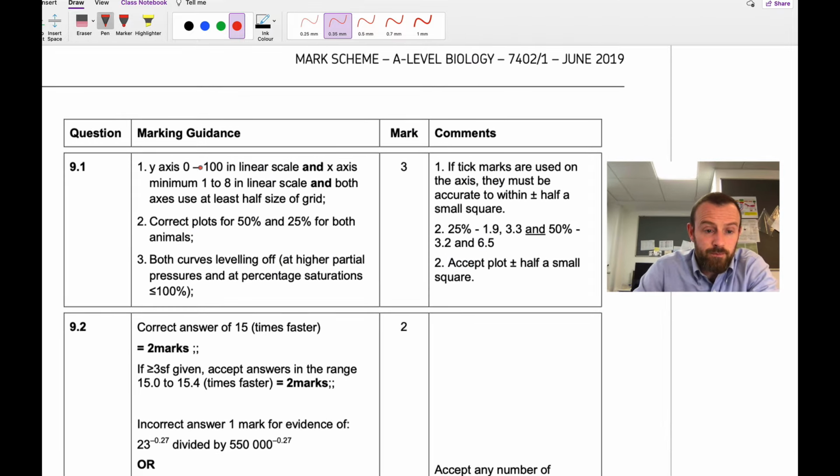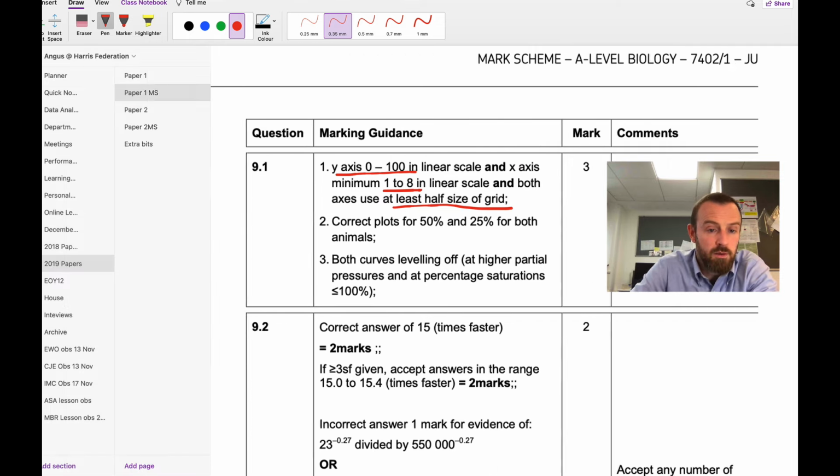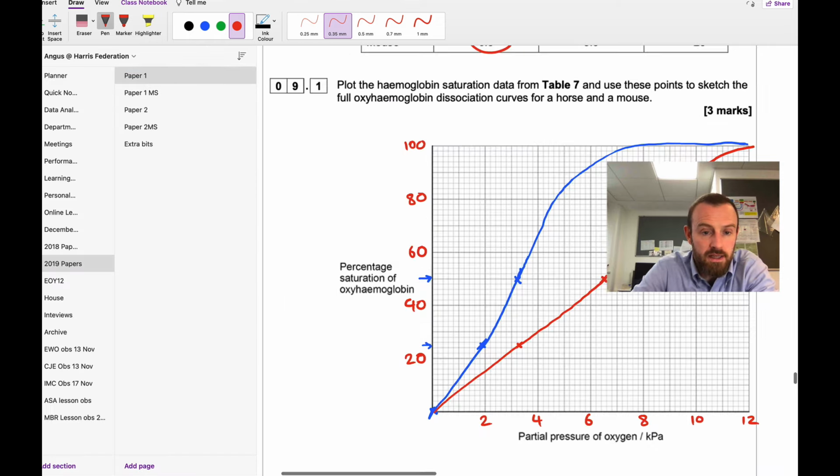Okay, so we need the x-axis with the y-axis 0 to 100, and the x-axis minimum 1 to 8, but could be bigger, and use at least half the size of the grid. Correct plots, both curves leveling off at around 100%. Okay, cool. So that works. What I drew meets that criteria.